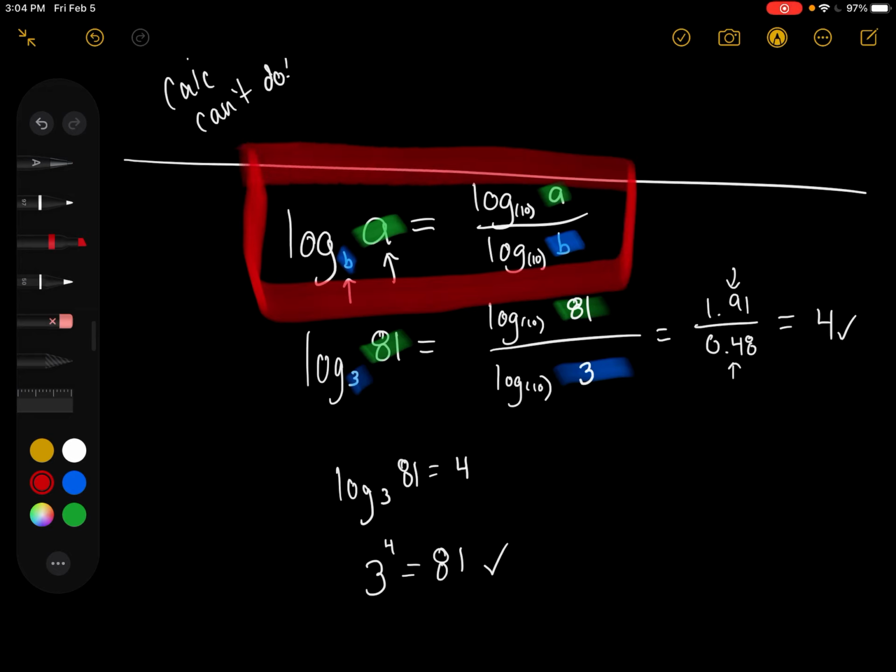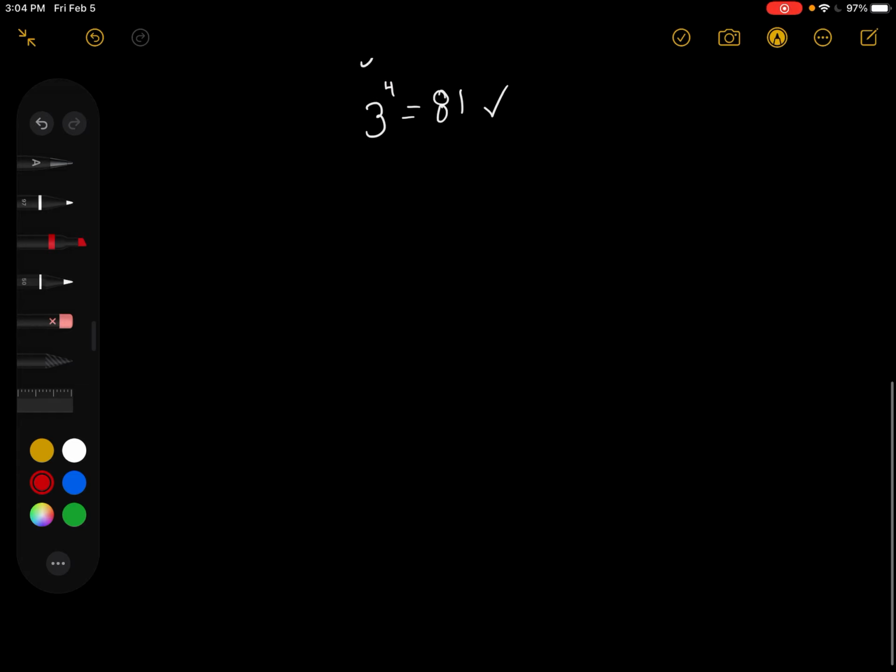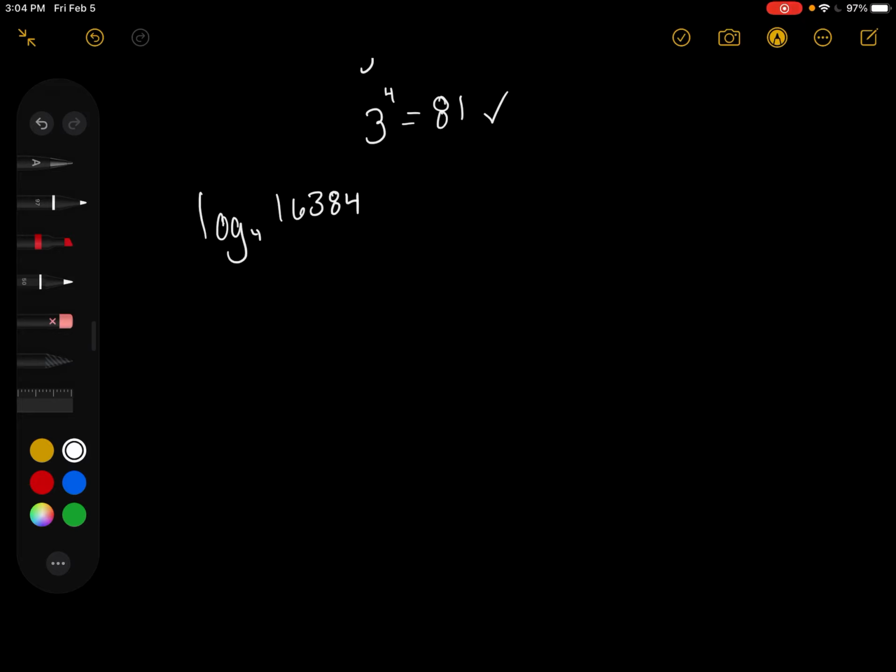So again, our new formula here is going to help us compute this in calculators. So we will have some time in class dedicated to, how do you find that log function? What are you punching in? But we're going to need to do that to calculate. Let's go over one more example here. If we have log base 4 of, let's say, a big number, 16384.